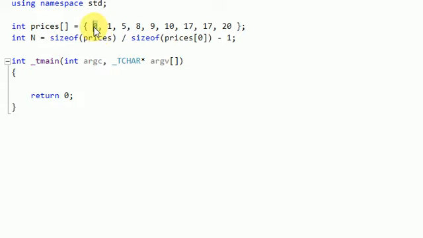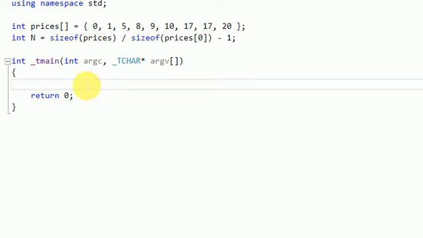So for 0 units, if the rod length is 0, so ideally there is no rod, so you won't get any money for that. Okay, so 0 rupees, and the length of the rod will be size of prices minus 1. As we are ignoring the 0th index, that is n is equal to this size by first int size minus 1. So n will be 8.